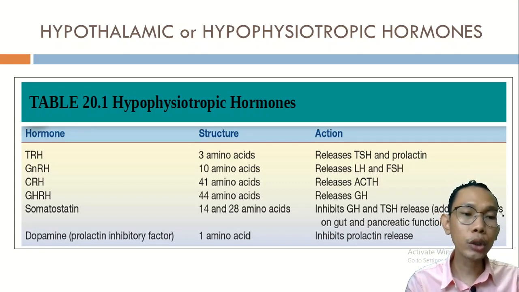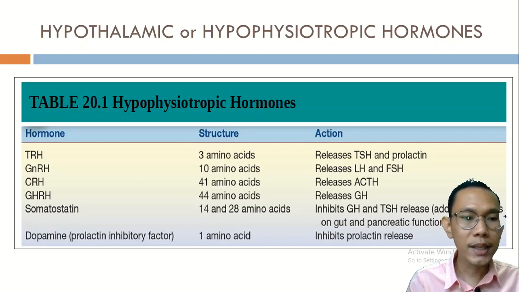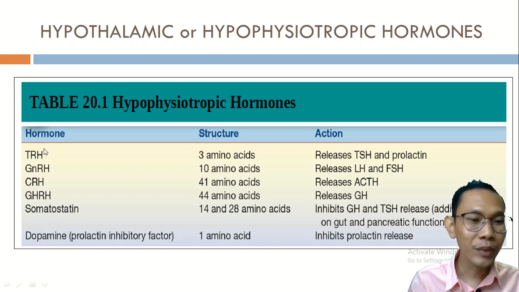Your hypothalamic hormones are what we term as your hypophysiotropic hormones. It basically secretes 6 hormones. We have, binilang ko pa talaga, 1, 2, 3, 4, 5, 6. We have your thyrotropin releasing hormone, gonadotropin releasing hormone, corticotropin releasing hormone, growth hormone releasing hormone, somatostatin, and your dopamine. We have your TRH, GnRH, CRH, GHRH, somatostatin, and your dopamine.